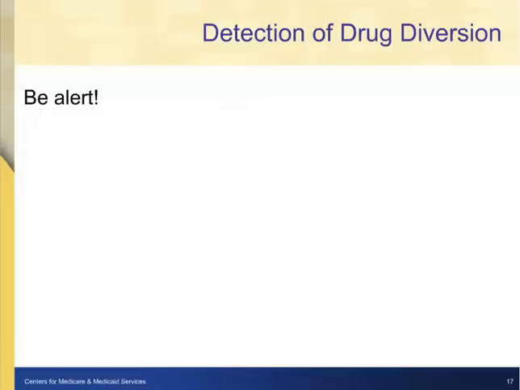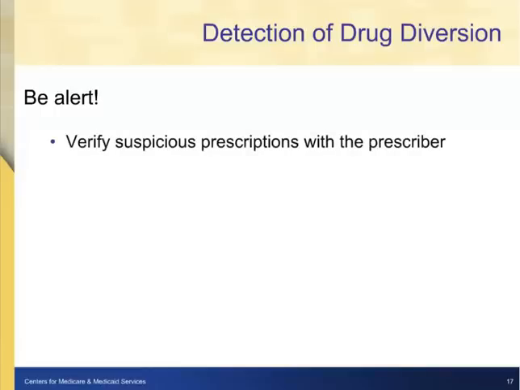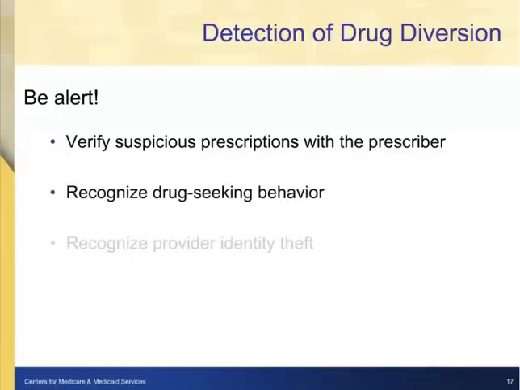A phone call to verify a prescription does not harm anyone. It just takes time, and the extra effort to check into something that does not seem right may even save a life. Other strategies for detecting drug diversion are to recognize drug-seeking behavior, provider identity theft, and the signs and symptoms of drug abuse and withdrawal. These strategies will be discussed in more detail over the next few slides.